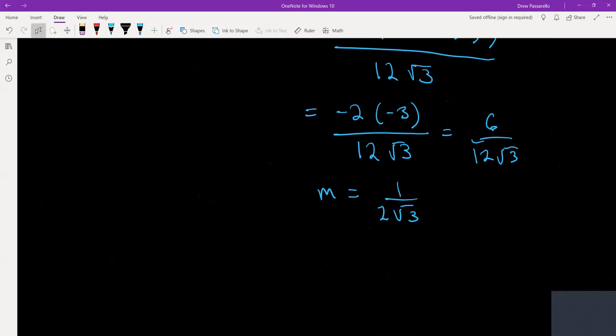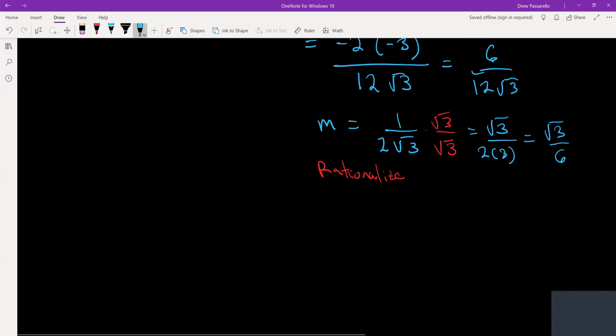All right, you can rationalize this, even though it is fine to have it like this, but if you were to rationalize, I would multiply top and bottom by square root of 3. So that way the square root's no longer in the denominator. So you have square root of 3 up top. Square root of 3 times square root of 3 is 3. So this is 2 times 3. So it would be square root of 3 over 6. All right, all of that to get the slope.